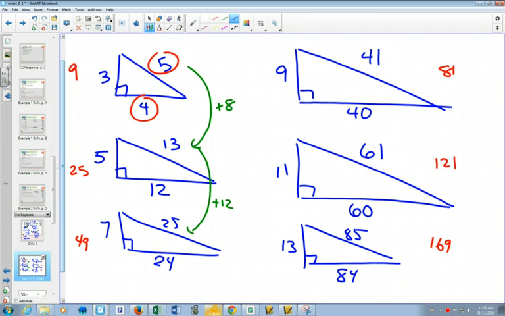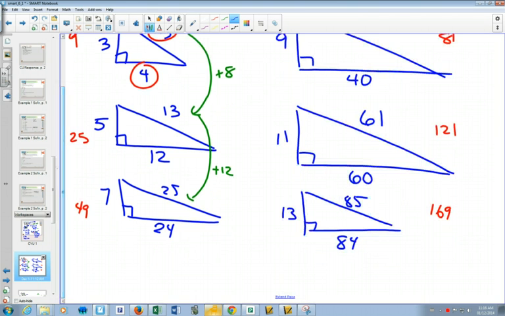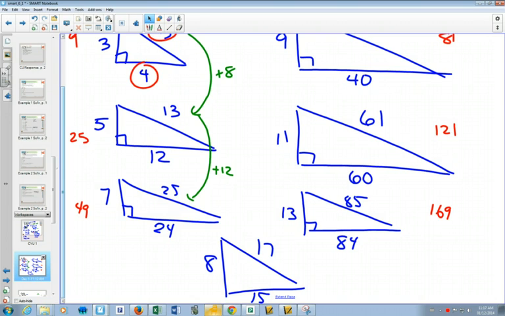There are other sets of Pythagorean triplets. Probably the first one that doesn't fit this pattern is the 8, 15, 17 triangle, which if you check, 8 squared plus 15 squared is 289, which is 17 squared. Pretty cool. And then you can try to find other ones and spend lots of time doing that. All right.